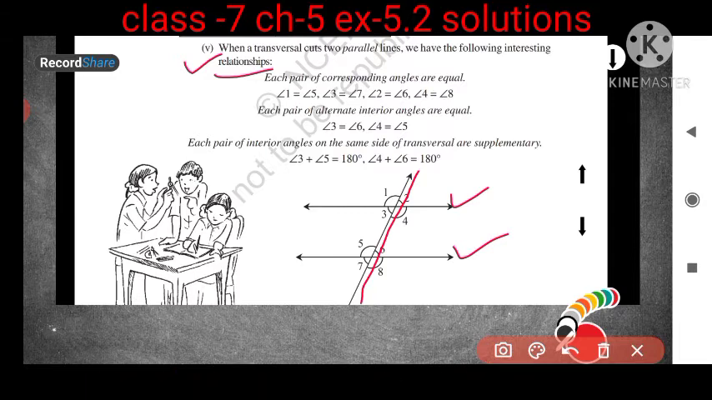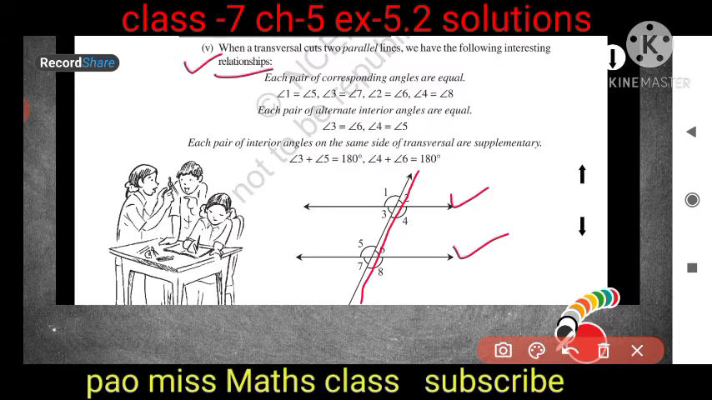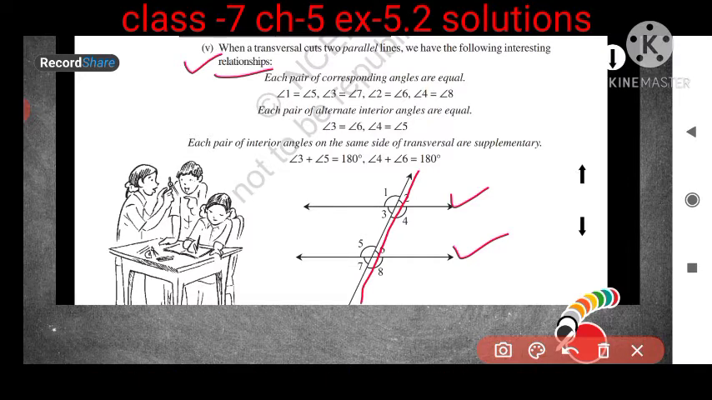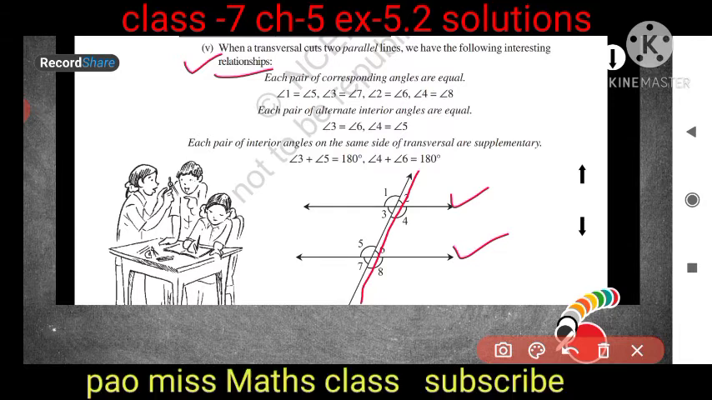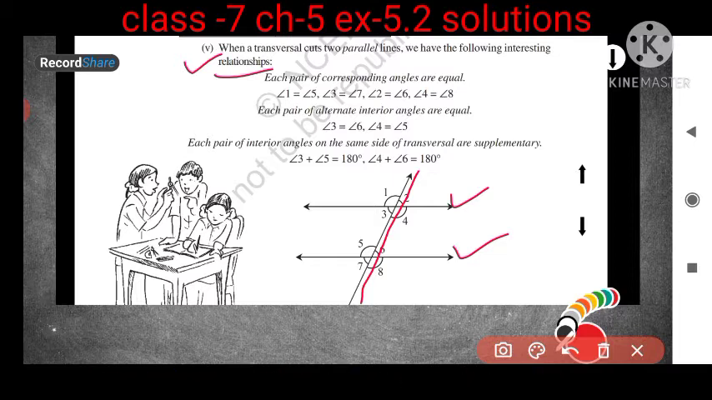When you have this transversal, we have some properties, meaning we will have some pairs of corresponding angles and some pairs of alternate angles. I will tell you which are the corresponding angles and which are the alternate angles and interior angles.